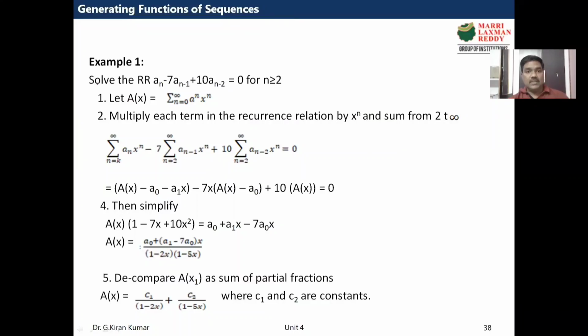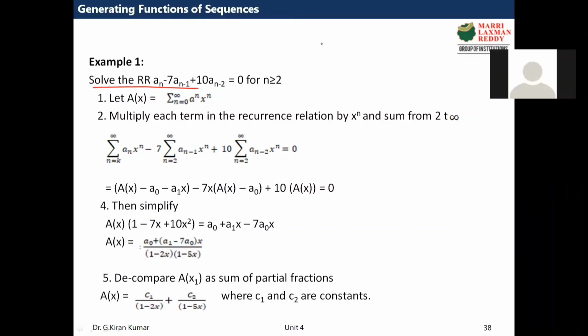Solve a recurrence relation: a n minus 7 a n minus 1 plus 10 a n minus 2 equals 0. Now tell me, suppose it is not the generating function method, and you are given a choice, you can apply any method. How do we do this? Suppose we want to apply the characteristic roots equation method. Can you apply the characteristic roots equation on this? Yes or no?